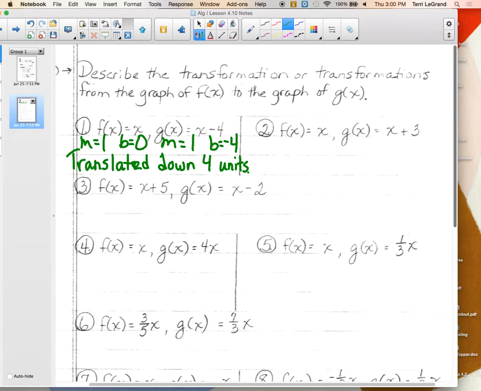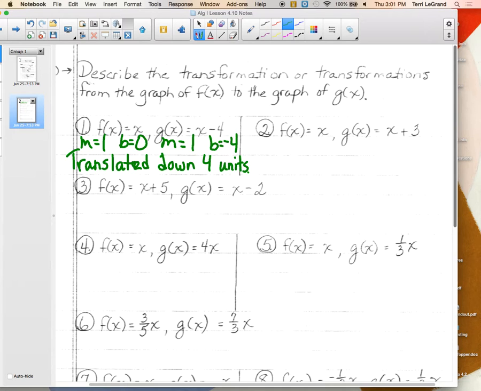Let's always look for a reflection first. Is there a reflection? No. How do we know there hasn't been a reflection? Because the slopes are still the same. The slopes are the same, they're not opposites of each other. They are exactly the same. So if they're exactly the same, did anything happen? No. If the slopes are the same, nothing happened, no rotation or reflection. So the only transformation that happened in this one is a translation. It translated down 4 units.